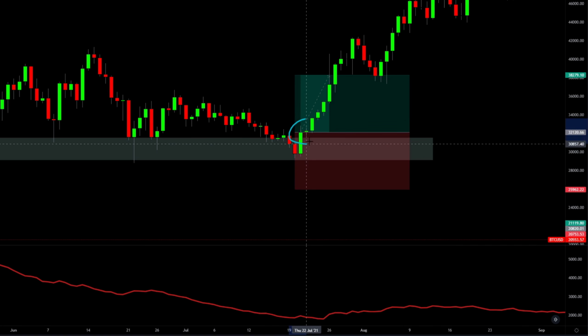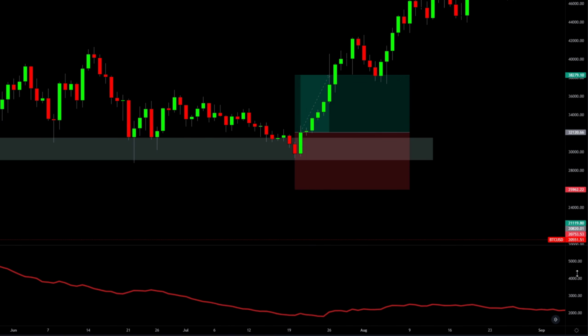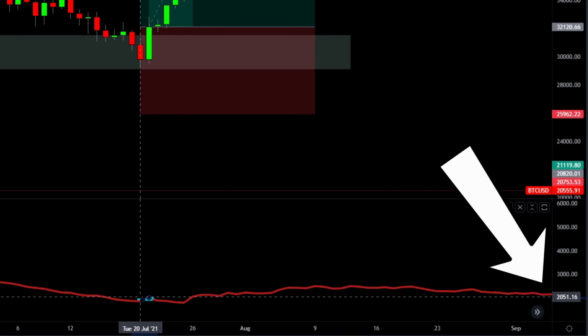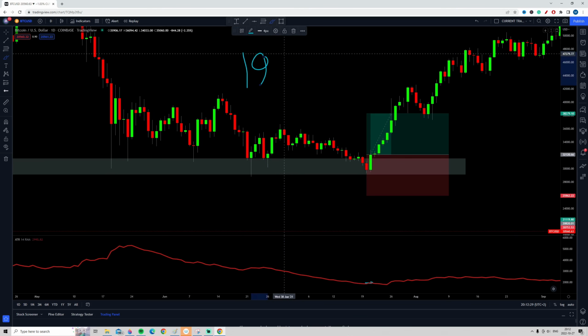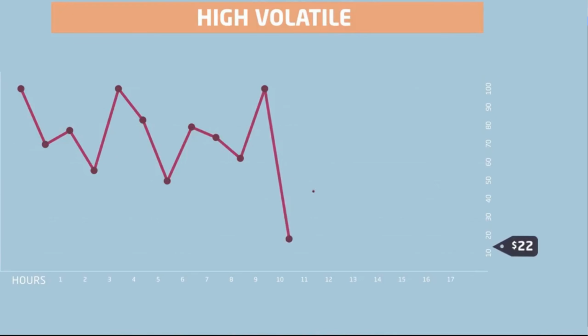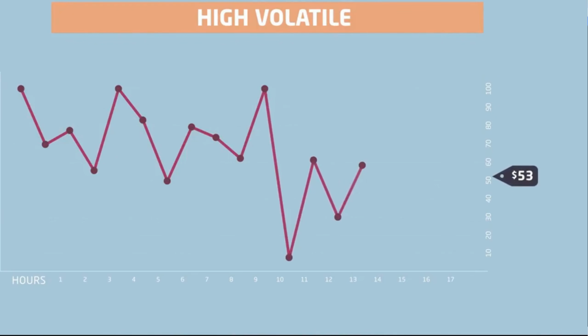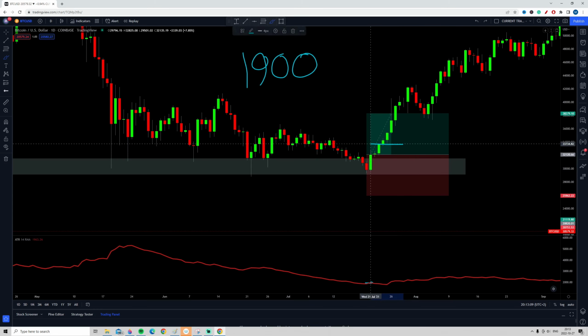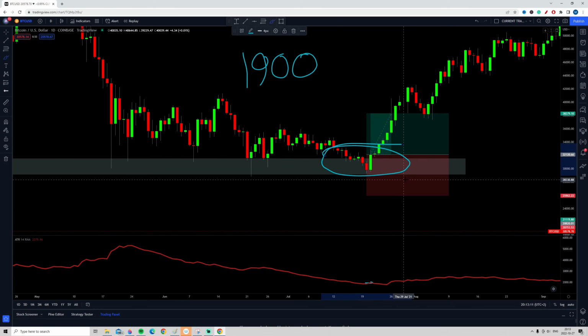And what you want to do when you enter the trade is take a look at the ATR indicator. So what is the value of the ATR? You go down here and see that right now the ATR indicator is at around 1,900. This tells you that the average daily volatility for Bitcoin at this point is $1,900. So at this point in time, the Bitcoin price moves on average 1,900 in a day.